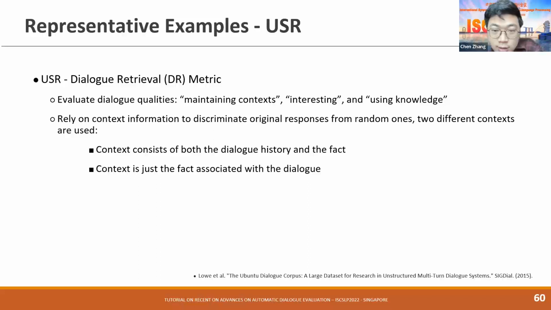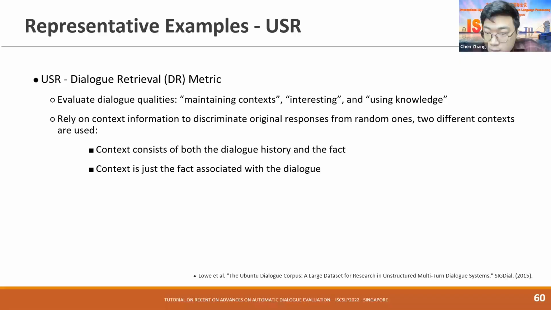And the second submetric of the USR metric is the dialogue retrieval metric. Basically, it is adopted to evaluate the other 3 fine-grained qualities: maintaining context, interestingness, and using knowledge. The metric relies on the contextual information to distinguish the original response from random ones. So it's similar to what RUBER and the other models are doing, but they adapt this task to evaluate the different qualities by manipulating the context information.